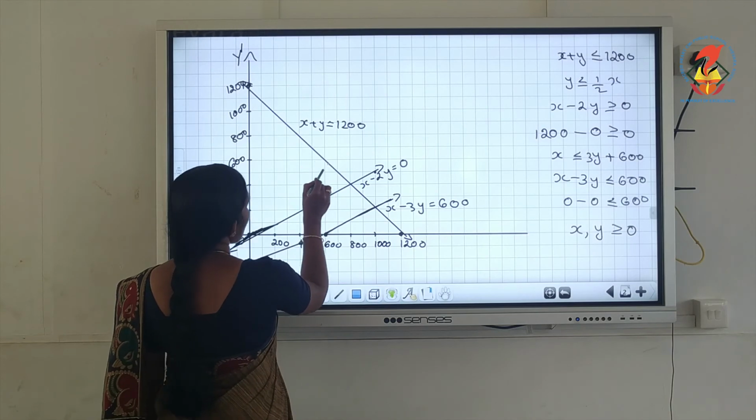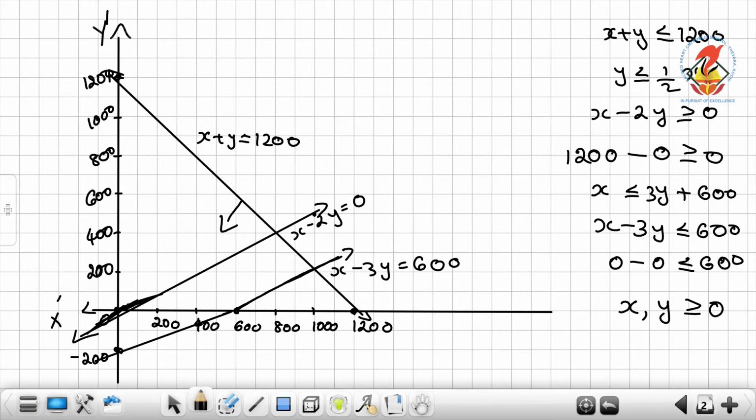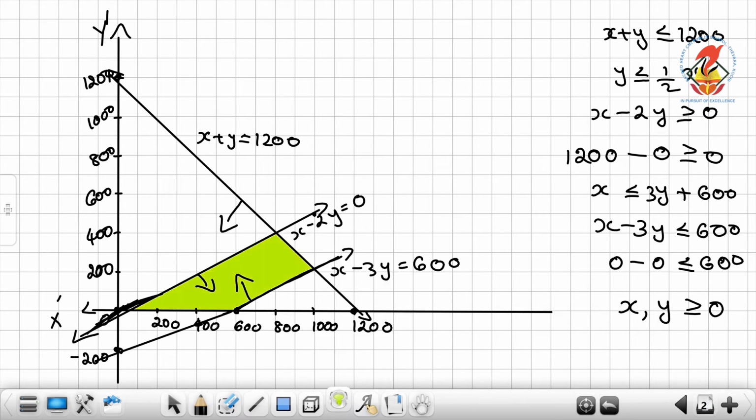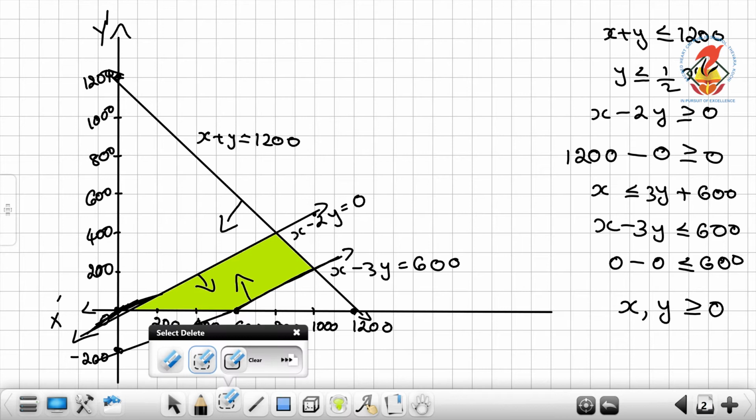So for this line, first line towards the origin, the second line, what is the condition? 1200, that is towards this portion, and here towards this. So this closed region, that is the solution region. Okay, that is the region. Now write corner points and values of Z.